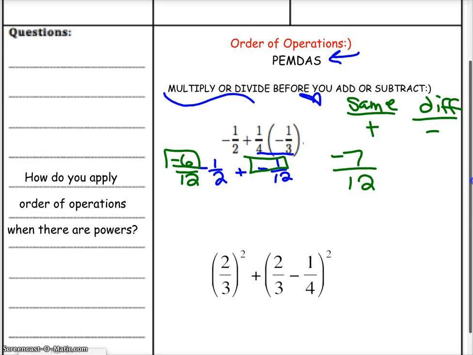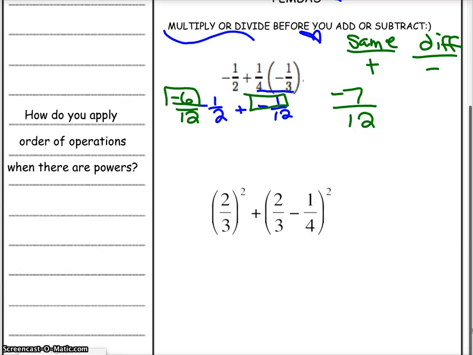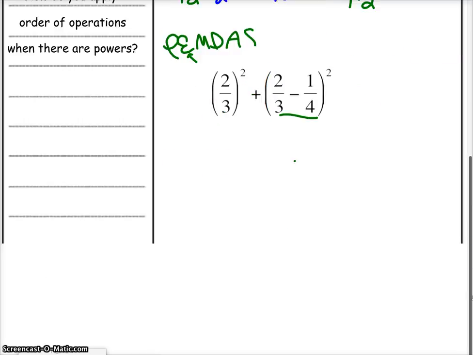Okay, the next one. I got a lot going on here. According to PEMDAS, I need to do parentheses first. So I need to figure out this. Well, that's really a power, that's more of an exponent, so that's going to be the second thing on my mind. This is the first thing: 2/3 minus 1/4. So I'm just going to do a little side work here. 5/12. 8 minus 3 is 5/12. Oh no, this is going to be a ginormous number.